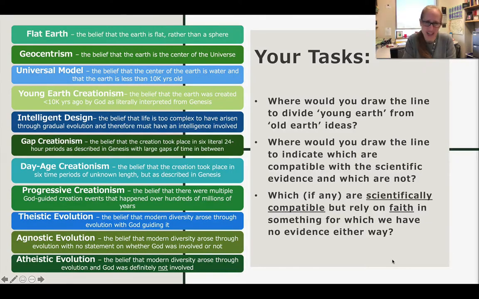The universal model is kind of a newer one that's come out that is bizarre, for lack of a better term. I almost didn't include it because it's almost so ridiculous that it shouldn't be on the slide. But it's the idea that, among other things, the earth is really young and that fossils can be formed in 2 weeks and that the center of the earth is water. It's where Noah's flood waters went. Anyway, that's that one.